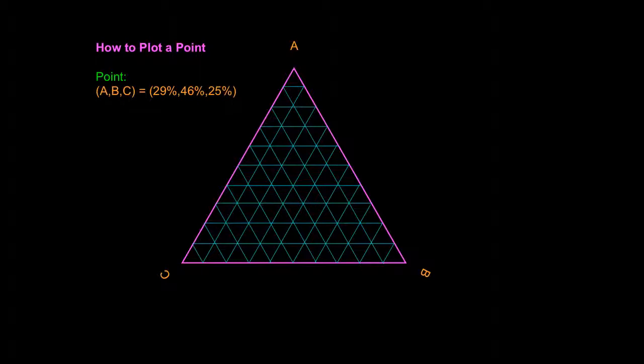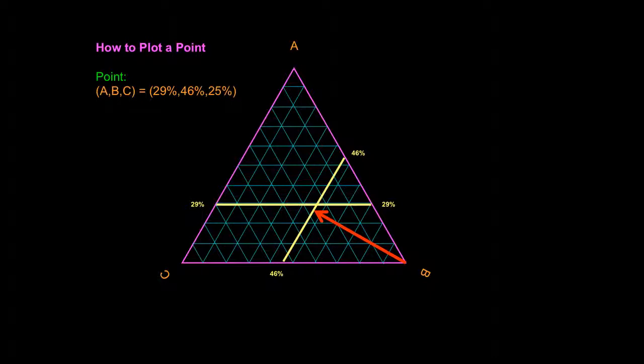So let's plot a point. Here I've selected the point ABC to be 29%, 46%, and 25%. Starting from A, we send a wave out from A down to the 29% line and identify that line. Then we move on to component B and send a wave out from the vertex at B to the 46% line. And here we see they intersect. In fact, that intersection does represent the point.